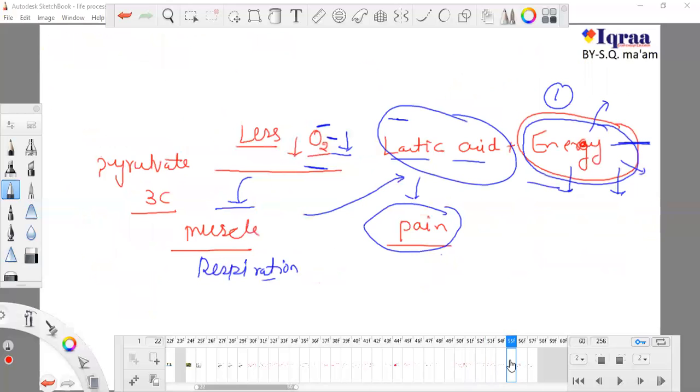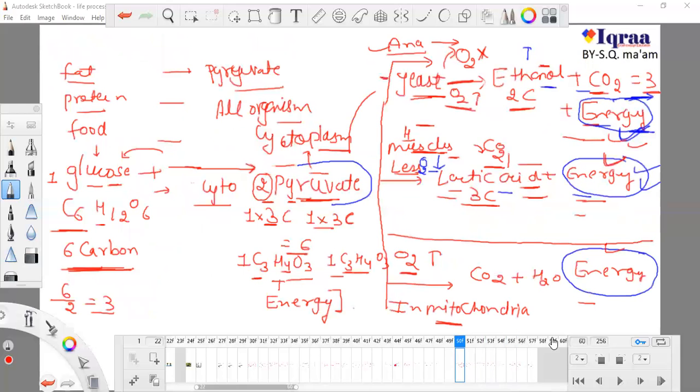I think these things are clear to you. In the next class I will tell you the use of this energy. Each and every organism is doing respiration to produce energy, then where is it stored, what is the use of energy, how do we utilize it, and how does this energy help us to live.